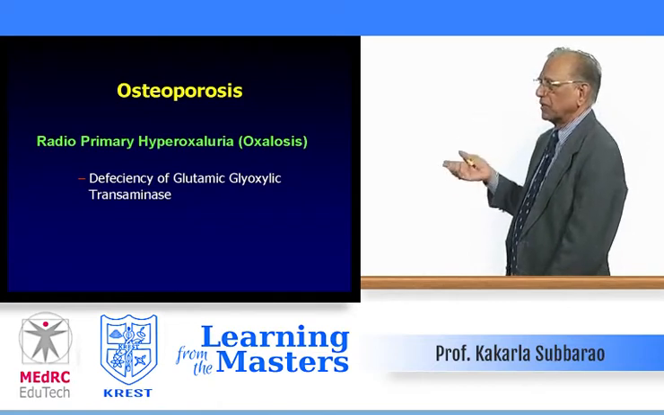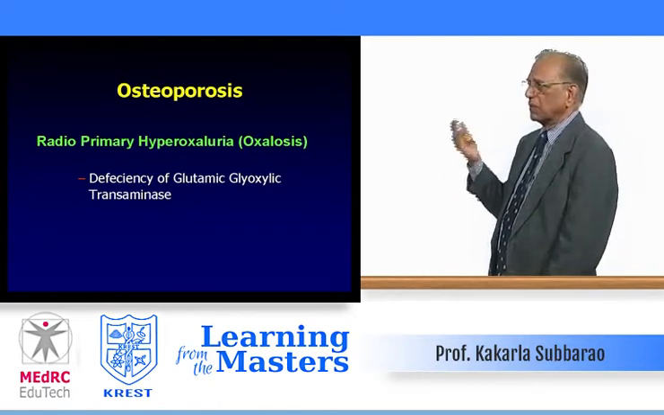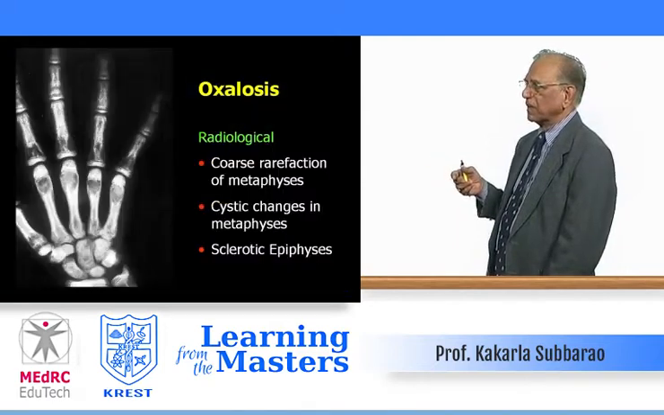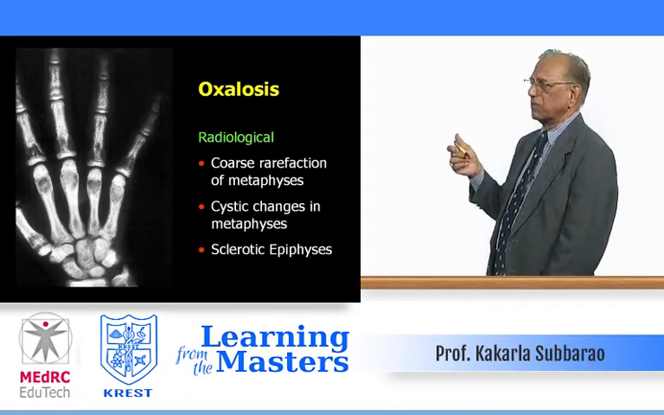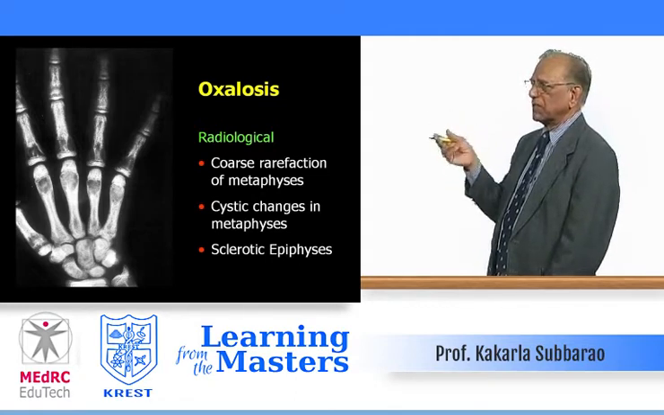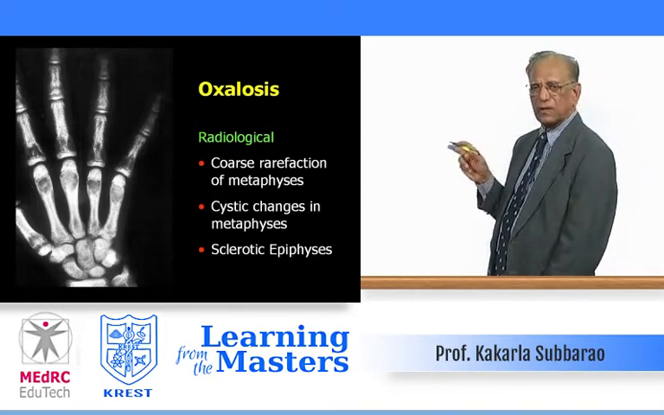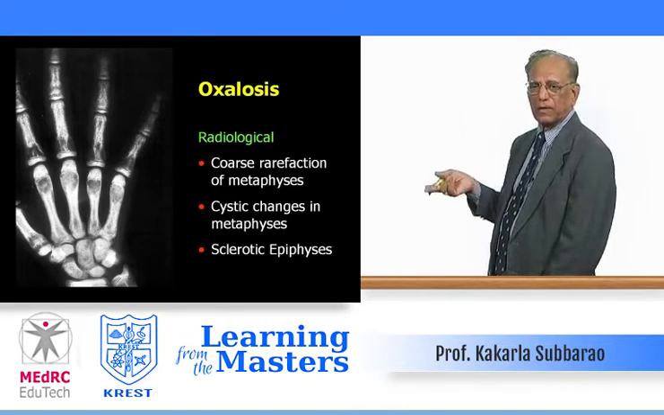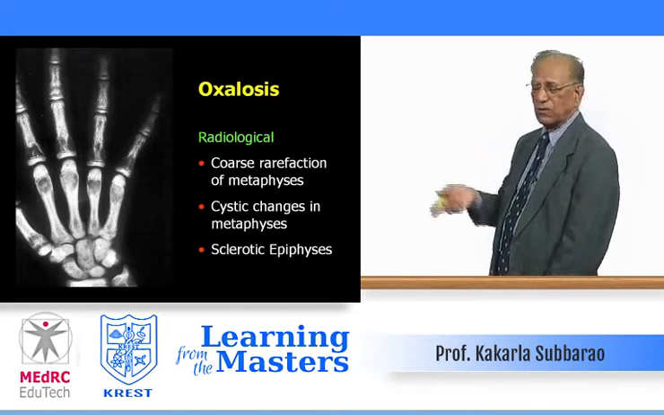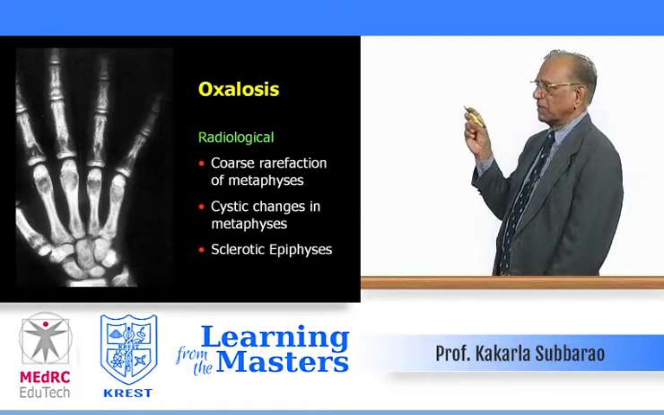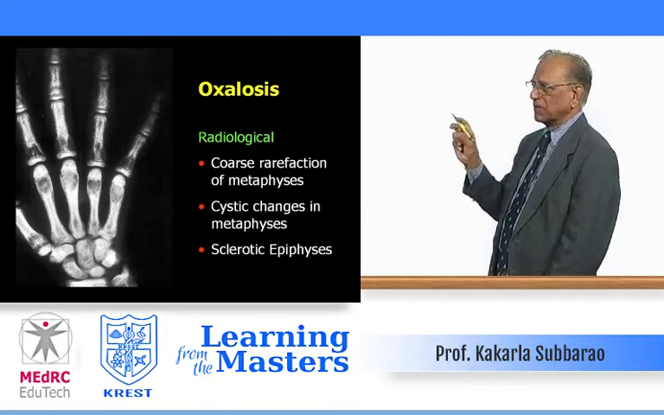Primary hyperoxaluria, there is oxalosis, and glutamic glyoxylic transaminase is deficient. Radiological findings: coarse rarefaction of metaphysis, classical cystic changes in metaphysis, sclerotic epiphysis. But you see, most of the changes that occur in oxalosis are due to secondary hyperparathyroidism, where you can get osteosclerosis, osteomalacia, and other cystic changes. Again, in oxalosis, look at the metaphyseal bands of sclerosis, such as you find in hypervitaminosis D also.